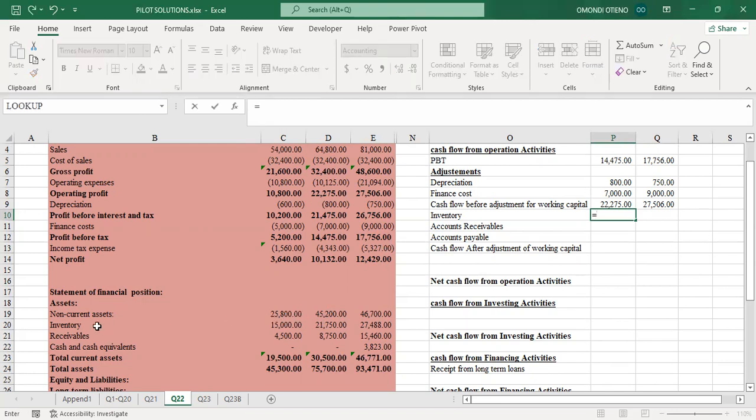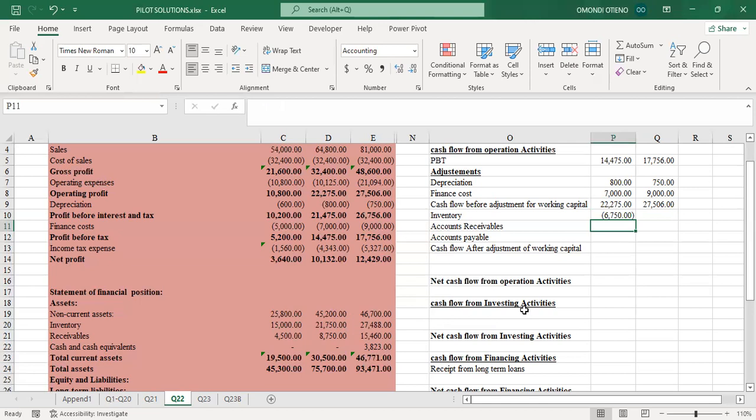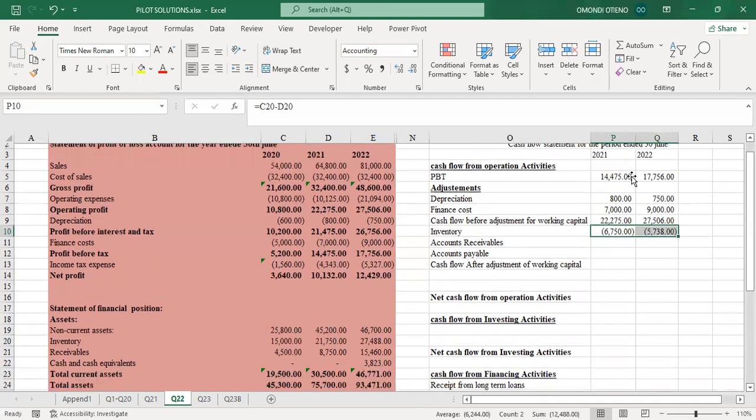So we come now to inventory here. Then we say previous year is 2020, so we say this one here minus what we have for 2021. And we are able to see that we have negative 6,750, to mean that we have bought more inventory and therefore it is cash outflow. That is what we do to also 2022.